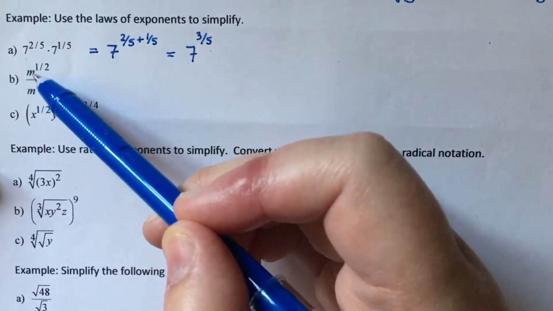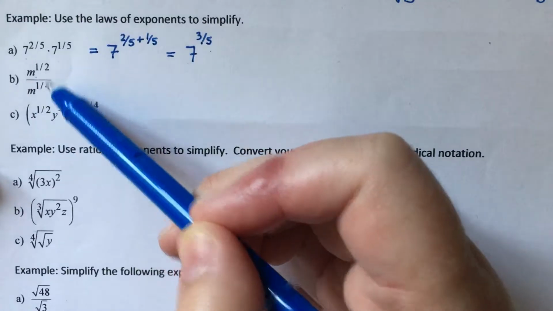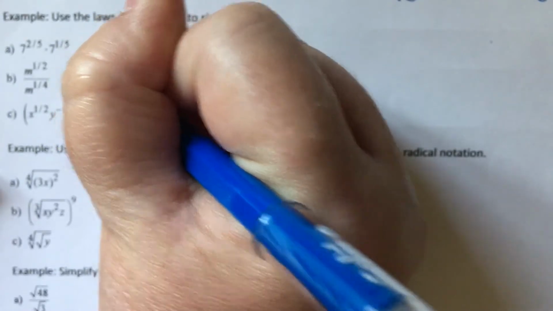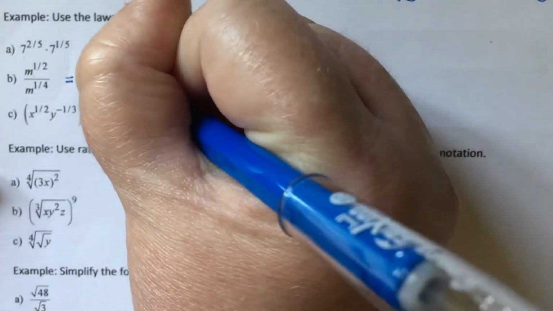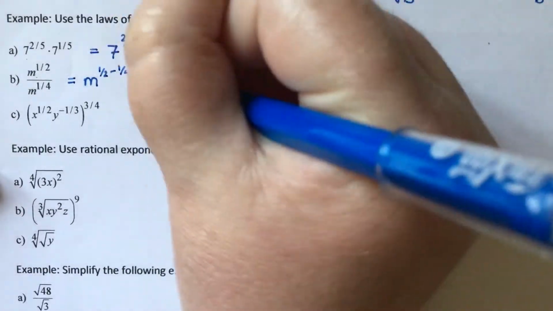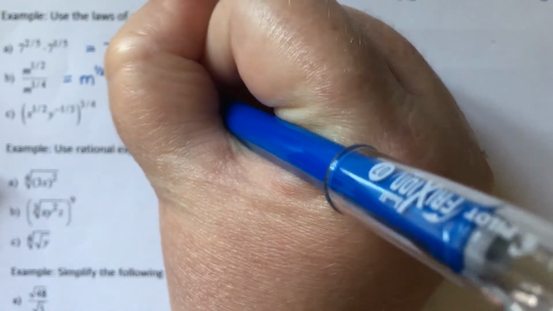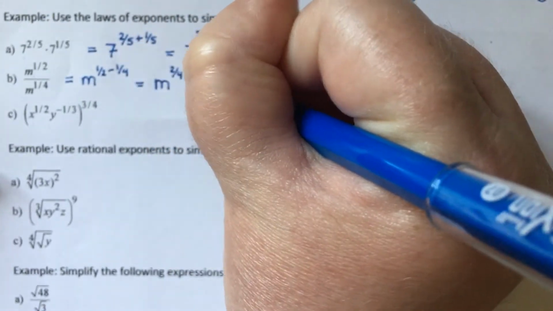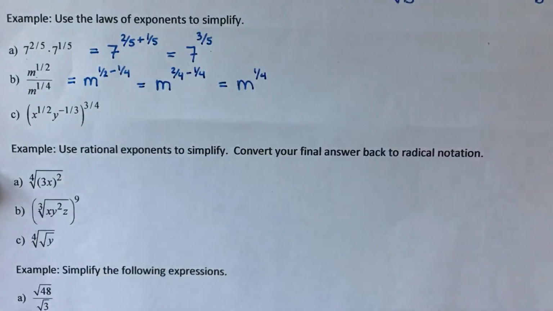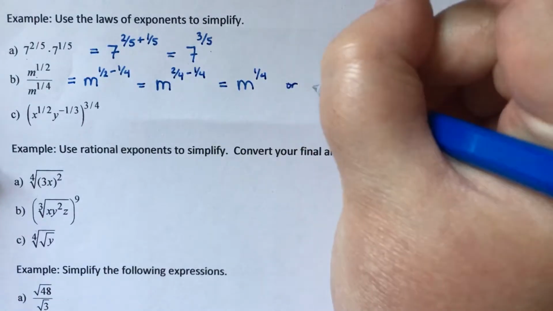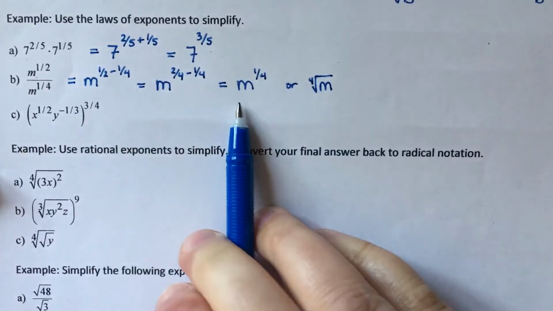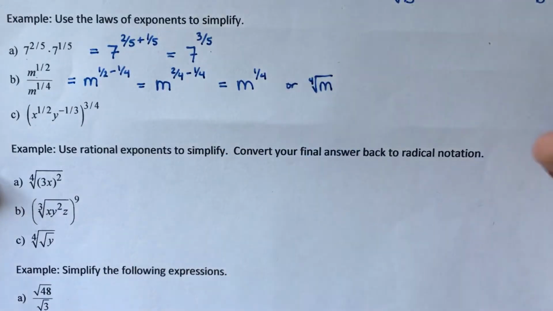This next one, notice I have same bases, m and m, and I'm dividing. So in this one we would subtract the exponents. So it's m to the 1/2 minus 1/4. Now, because we're dealing with fractions and subtraction, we need a common denominator. 1/2 is the same as 2/4, and 2/4 minus 1/4 is m to the 1/4. I also want to remind us that that is the same thing as saying the 4th root of m. Right? m to the 1/4 is the same as the 4th root of m.